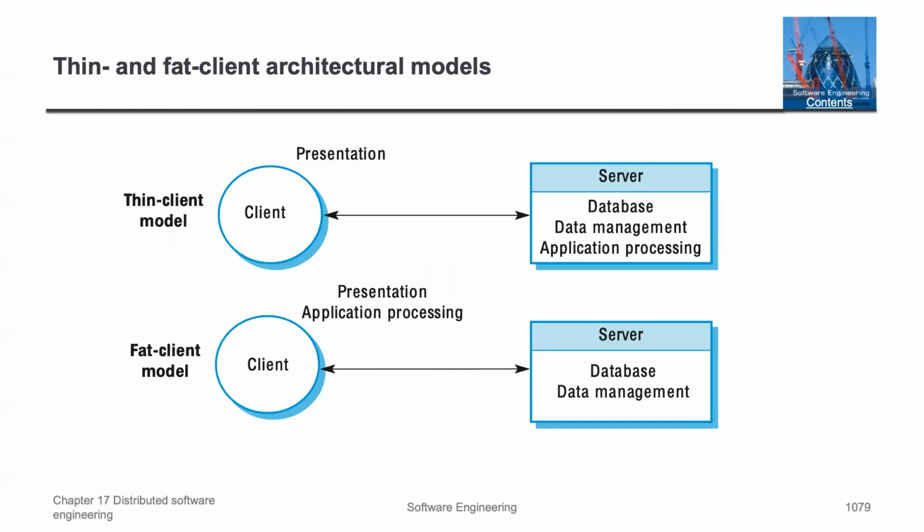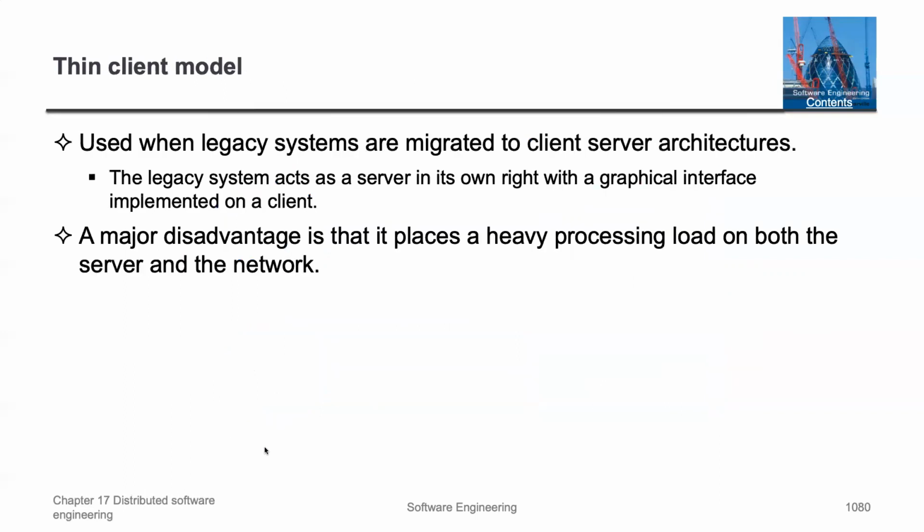So here is a comparison of the thin and fat client architecture models. For the thin client, as we talked about before, the application processing is included in the server. And for the fat client model, the presentation and application processing is included on the client side. The thin client model is used when legacy systems are migrated to client server architectures. The legacy system acts as a server in its own right with a graphical interface implemented on the client. The major disadvantage is that it places a heavy processing load on both the server and the network.